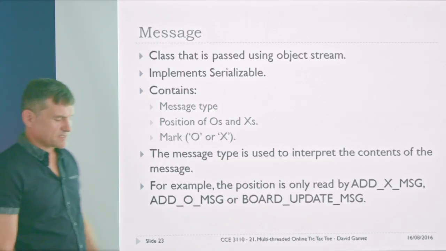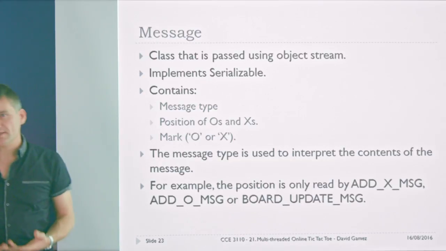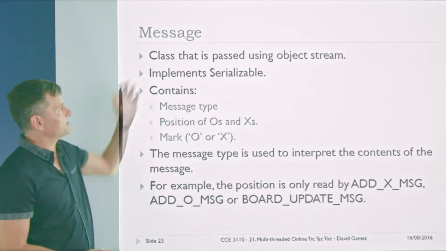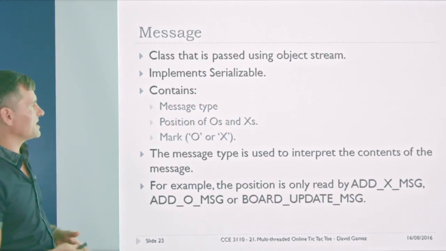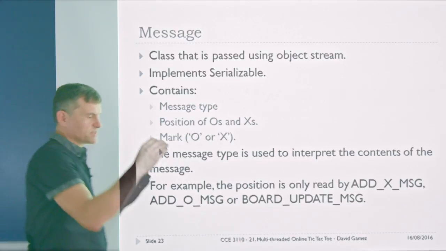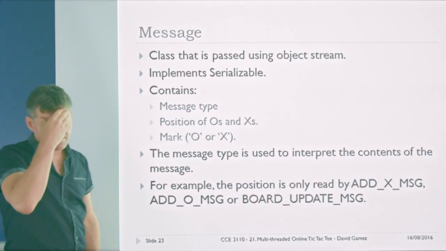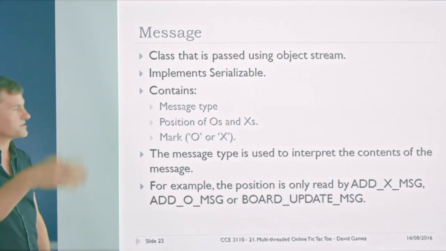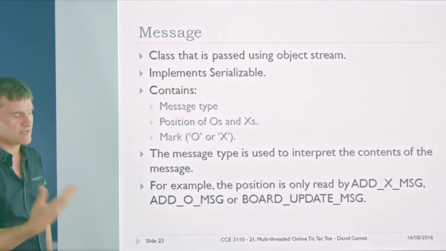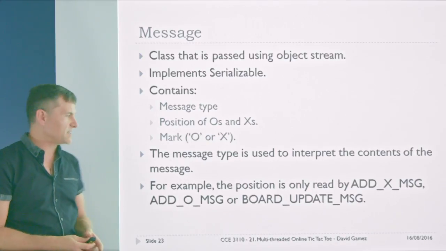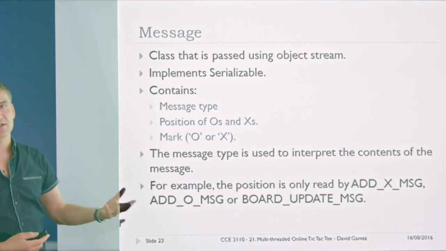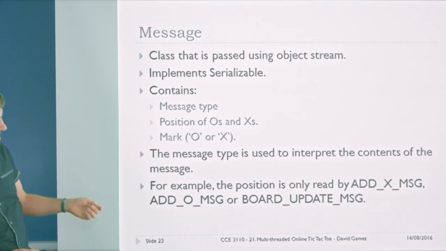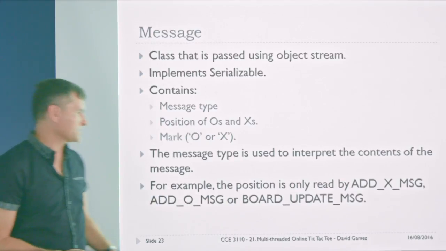Okay, so this, as I said, works with messages instead of by sending the board around. So we've got a message class here, and it's a class that's passed using the object stream. It implements serializable, and it's got a message type. This is what is defined in the constants interface. Lots of different message types, and depending on the message type, we're going to interpret the other contents of the message in different ways. So, for example, we've got an add nought message.